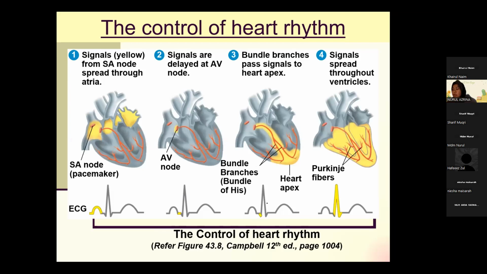Next, the signal spreads to the ventricle. So the electrical signal will reach down to the apex from the bundle of His and then spread up through the Purkinje fibers. Then you will have this peak like this. So this is actually giving you a signal that the ventricle contracts. Okay, so this indicates ventricular systole.